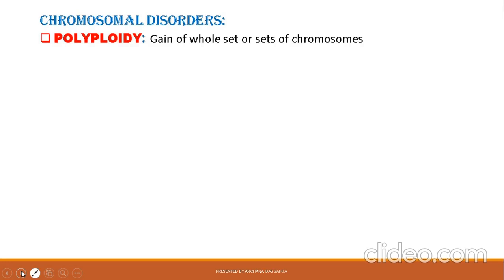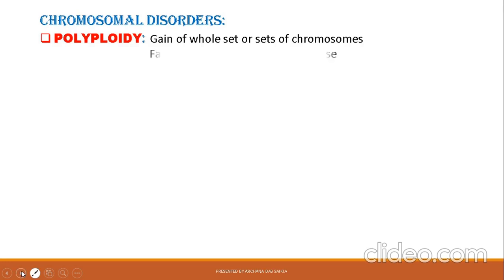Whole set means, like say an organism is supposed to be having 8 chromosomes only. That is the diploid number, 2n is 8. But that particular organism, instead of having 8 chromosomes, what happens? It has 16 chromosomes. So the whole set of chromosomes gets doubled in its body. Such cases will be called polyploidy.